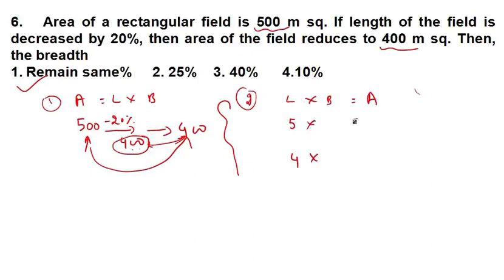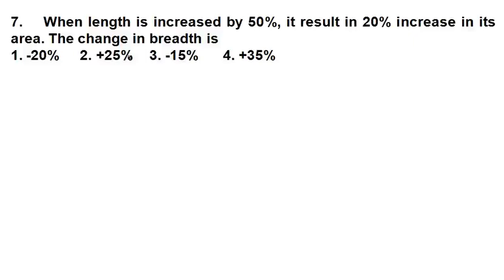Here area is given, so we cannot write breadth as x or 1. My area was 500 before and it got reduced to 400, so this 0 0 will get cancelled. If I want to make 5, I have to multiply by 1. If I want to make area 4, I have to multiply by 1. Look guys, here also breadth is neither reduced nor increased, so it means it remains same. So your 1 will be the right answer. Okay, try it.